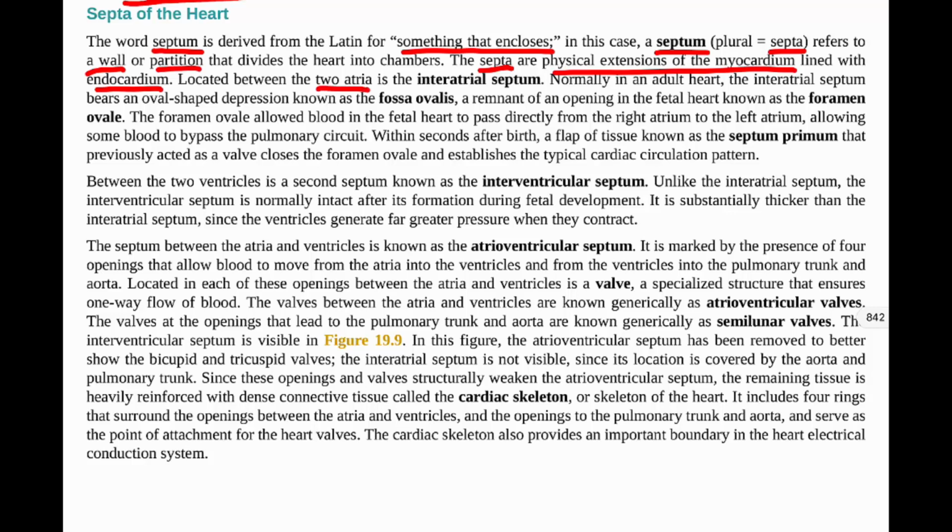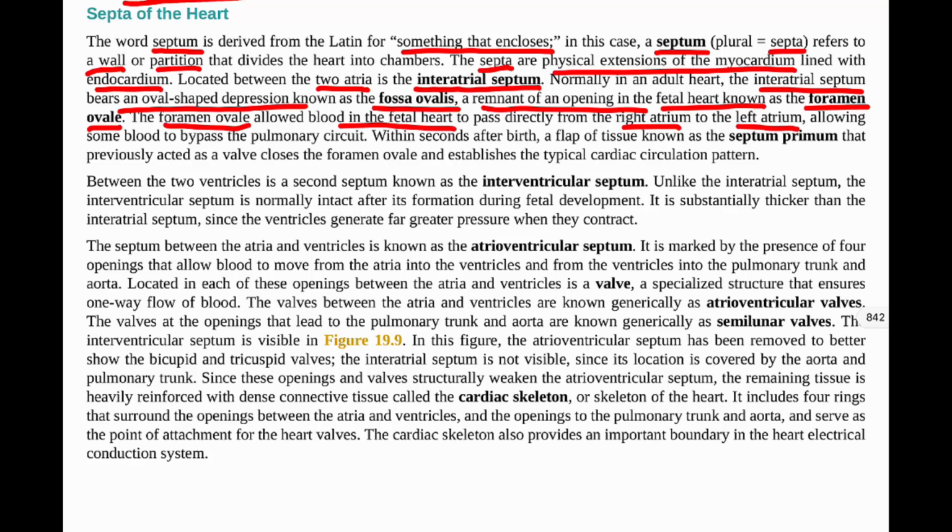Normally in an adult heart, in the interatrial septum, there's an oval-shaped depression. So we have this kind of indent that's oval shaped called the fossa ovalis, which is a remnant of an opening in the fetal heart known as the foramen ovale. The foramen ovale allowed the blood in the fetal heart to pass directly from the right atrium to the left atrium, allowing some blood to bypass the pulmonary circuit. So it kind of made it easier on the heart when the fetus is inside of the mother's womb.